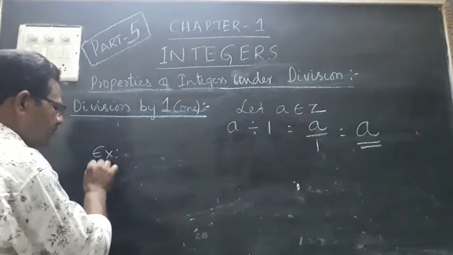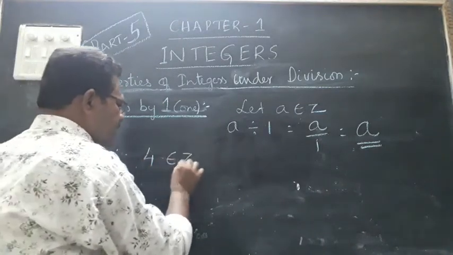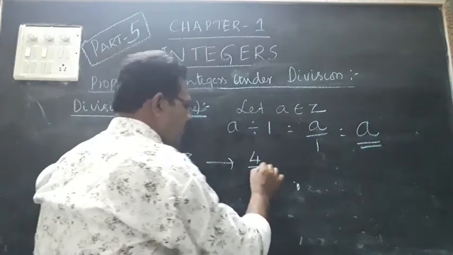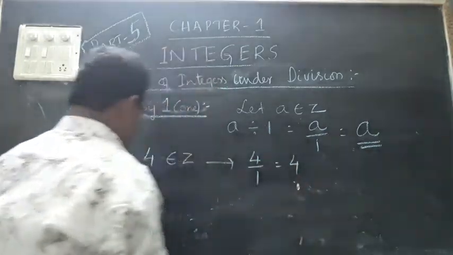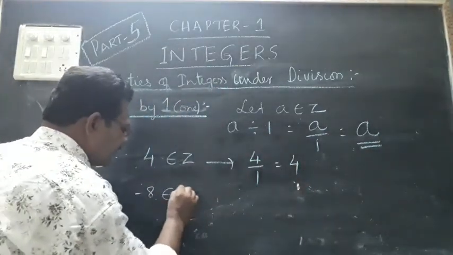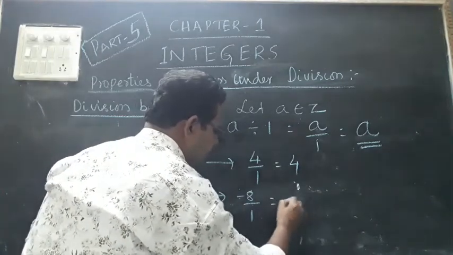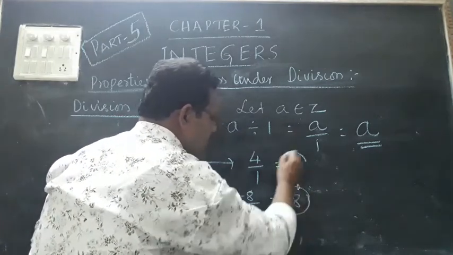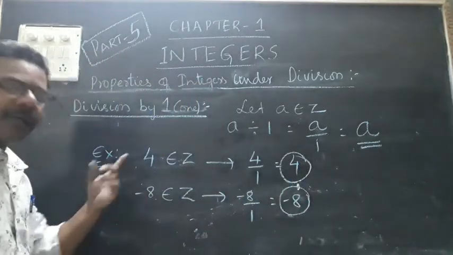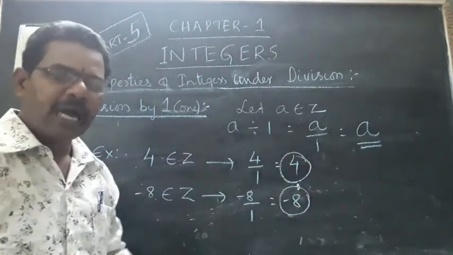Example. 4 belongs to the set of integers. 4 divided by 1 is equal to 4. Minus 8 belongs to the set of integers. Minus 8 divided by 1 is equal to minus 8. So we are obtaining the same number or same integer which we have taken.